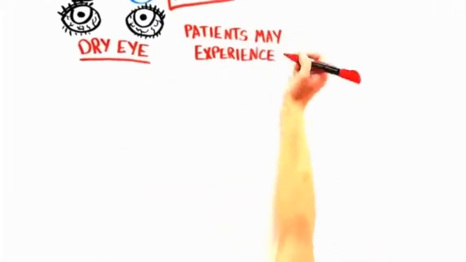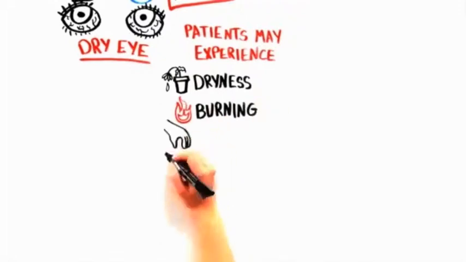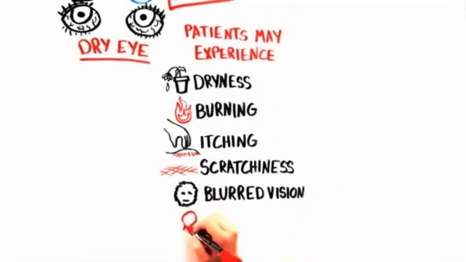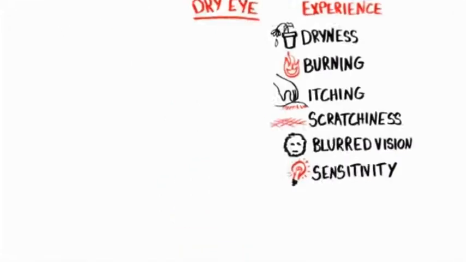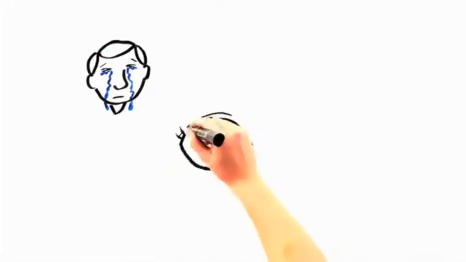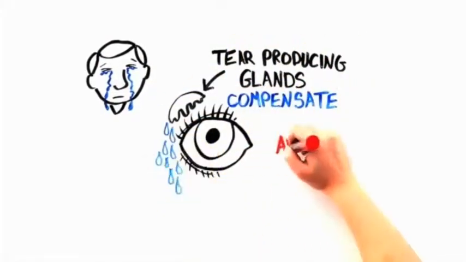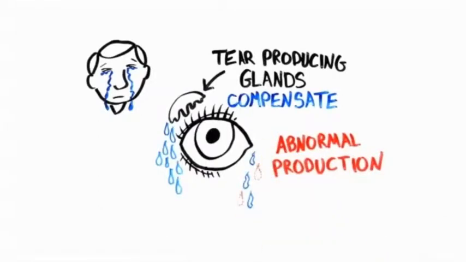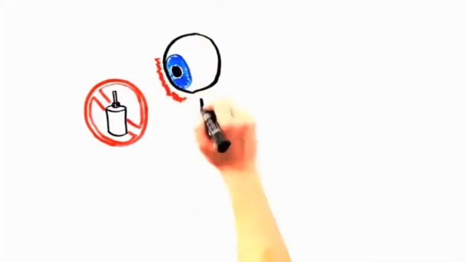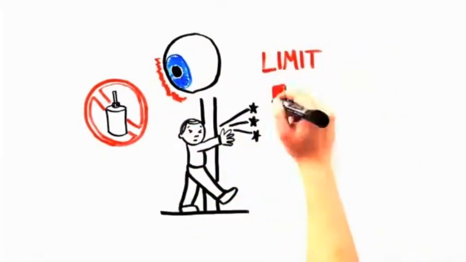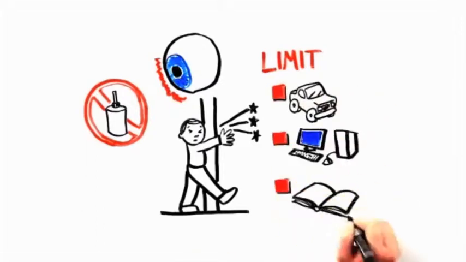Patients with dry eye may experience dryness, burning, itching, scratchiness, fluctuating or blurred vision, and heightened sensitivity to light. Some patients with dry eye experience excessive tearing because the tear-producing glands are trying to compensate for their eye's abnormal production of tears. If left untreated, chronic dry eye can damage the surface of the eye, interfere with the vision, and limit day-to-day activities such as driving, computer use, and reading.